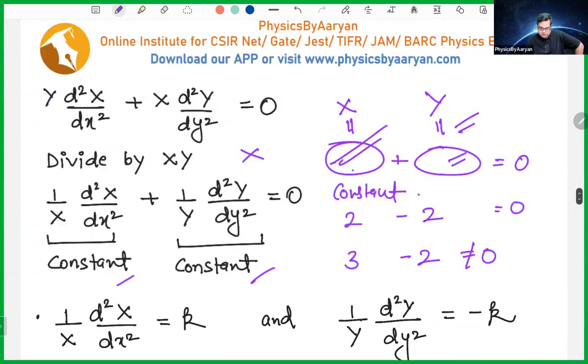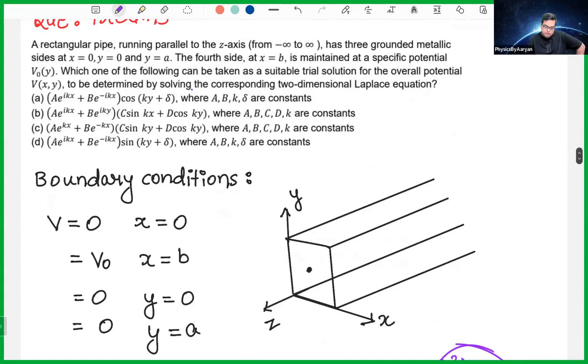So my option number C is a e to the power kx plus b e to the power minus kx, times c sine ky plus d cos ky, where a, b, c, d, k are some constants, and we can find these constants using the boundary conditions. But they are not solving those constants because it is not asked in the question. And I don't think in a 1 minute question they will ever ask you to find these constants. Okay, so more or less our problem is done and option number C is correct.